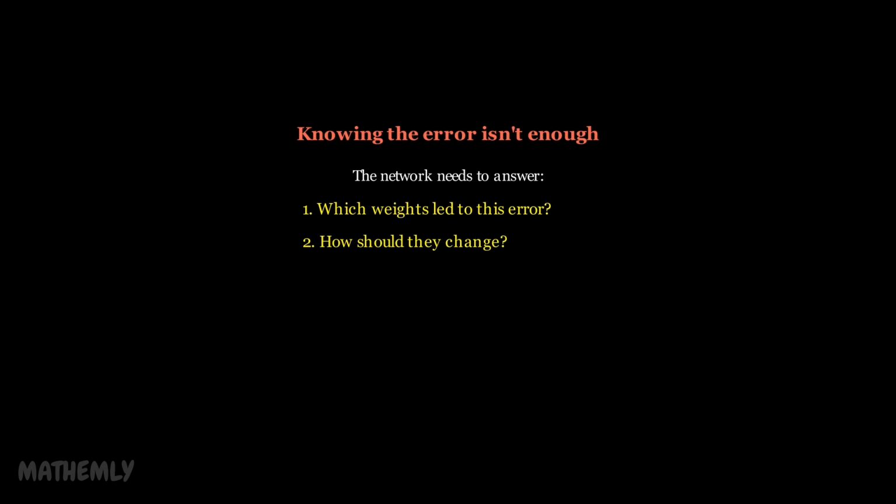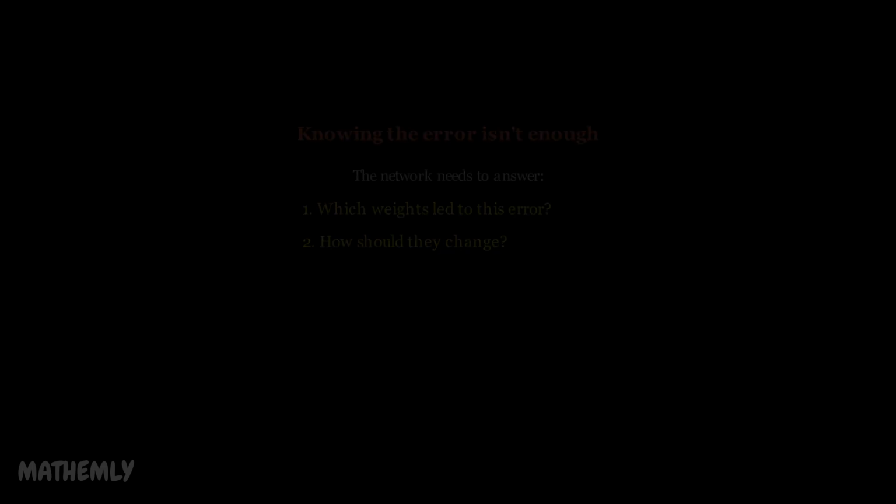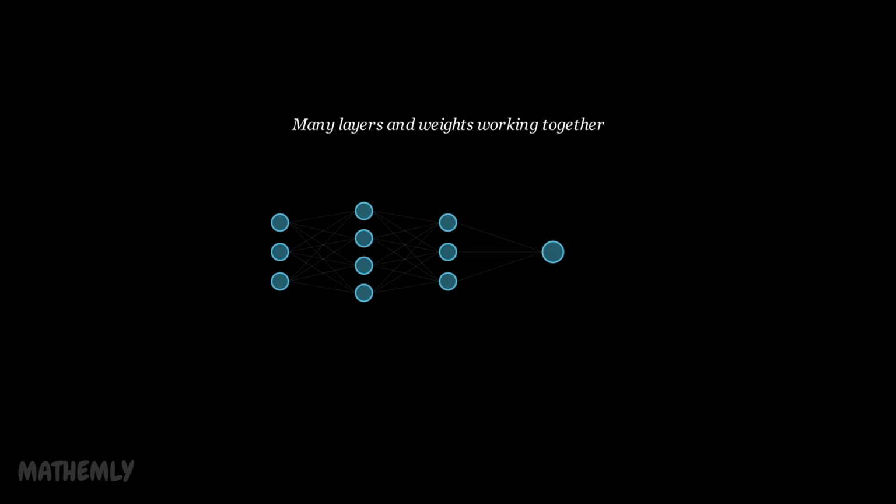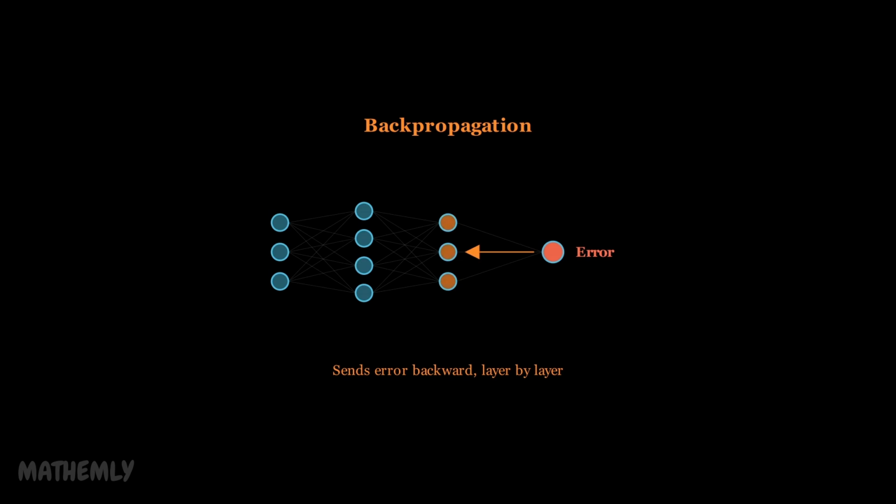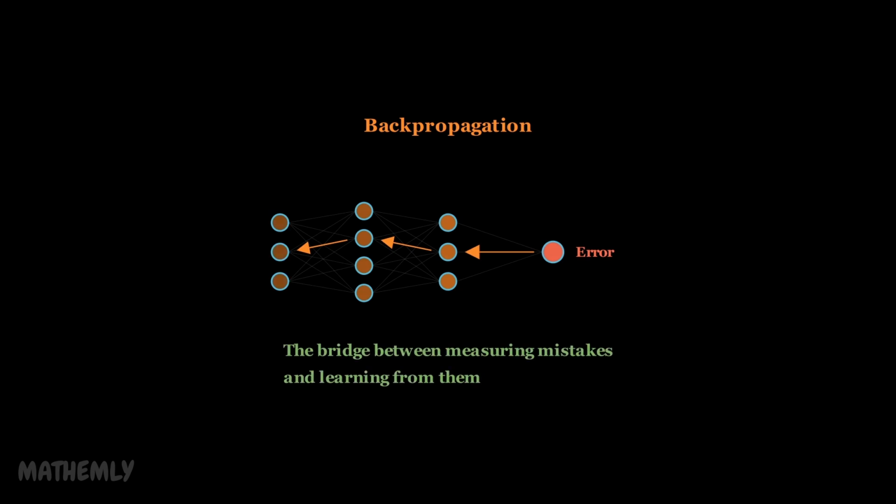Remember that the final price prediction wasn't produced by one neuron. It was the result of many layers and many weights working together. That is where backpropagation comes in. It takes the final error from the loss function and sends that information backwards through the network, layer by layer, assigning responsibility to each weight and bias. This is the bridge between measuring a mistake and actually learning from it.